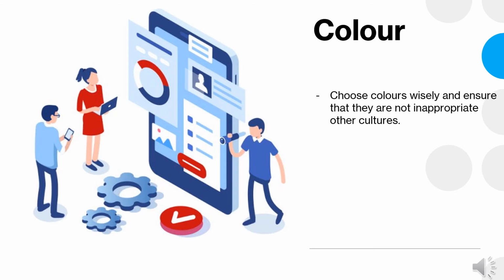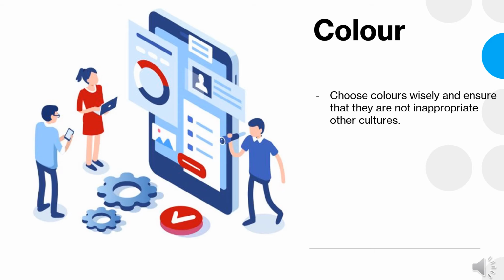Colors. Colors are very important. The kind of colors that you choose to use on your system are very important, because in different cultures, different colors mean different things. So we need to be very clear whether our colors are generic or focusing on a specific culture, and make sure that you choose colors wisely. Ensure that they are not inappropriate or offensive to other cultures. Things could be understood in a different way depending on where the person is located, basically.